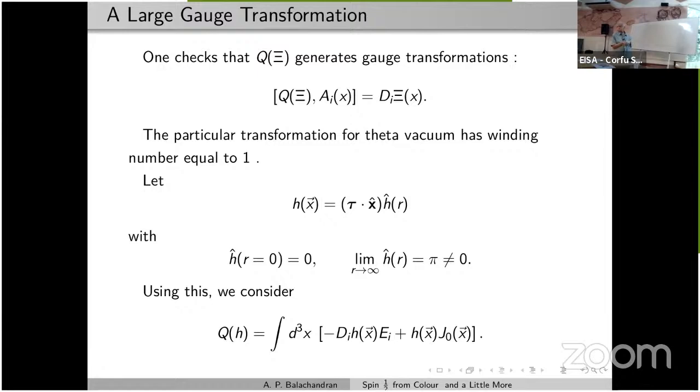So I write the Q of H as, there should have been a small trace here. Small trace is with regard to the Lie algebra indices. And I write the Q of H, which is replacing this Q of chi by the covariant derivative of H. This H is what I'm writing here, times E I, plus H of X times J0. Okay? So I'm replacing chi here by this function and writing Q of H.